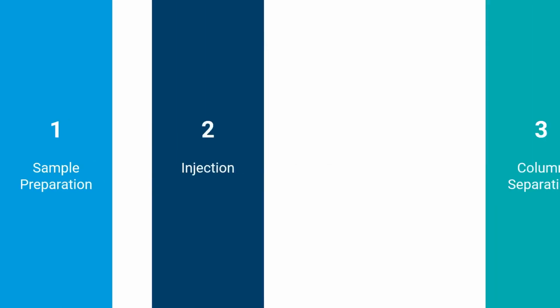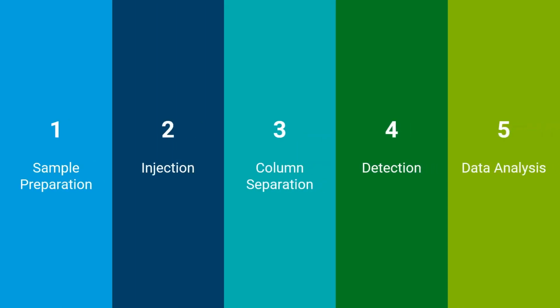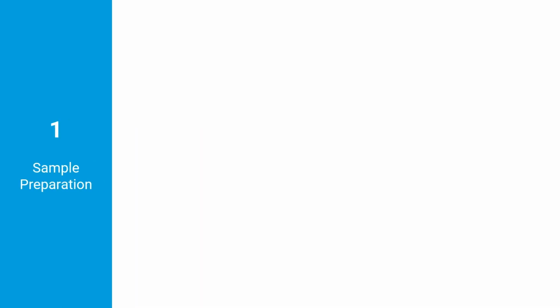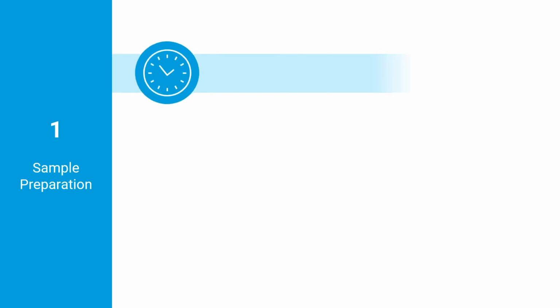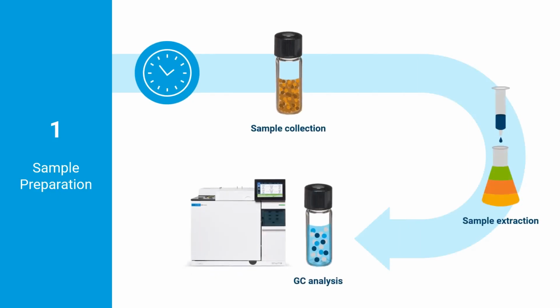The entire GC analysis cycle can be divided up into 5 steps. The first step is sample preparation, which is often the most time-consuming step, depending on the complexity of the sample matrix. An example of this step is extracting pesticides from fruit or soil.